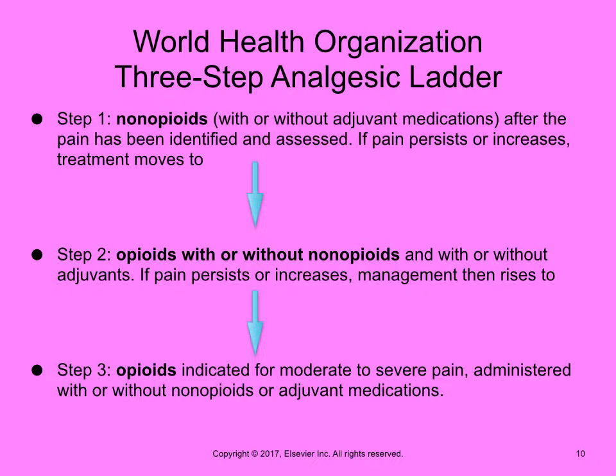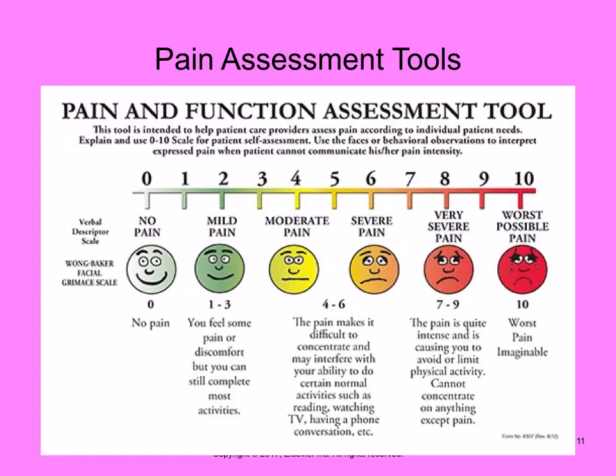So you can see from the World Health Organization step ladder, we start with the lowest level based on their pain, but also to see what works. So non-opioids at first. If the pain persists, then we move to the opioids, maybe with an NSAID or without it. But then if it still persists, then definitely, if it's moderate to severe, we would go to the opioid. And you can see some of the pain assessment tools.